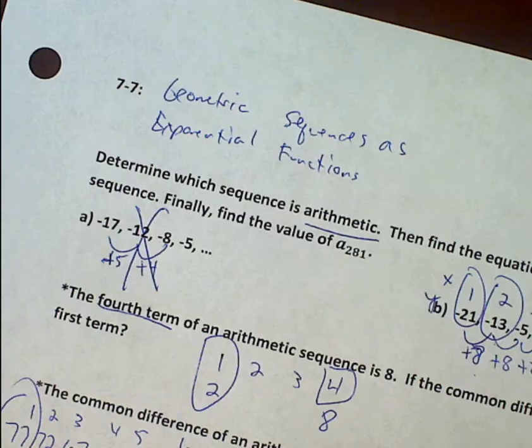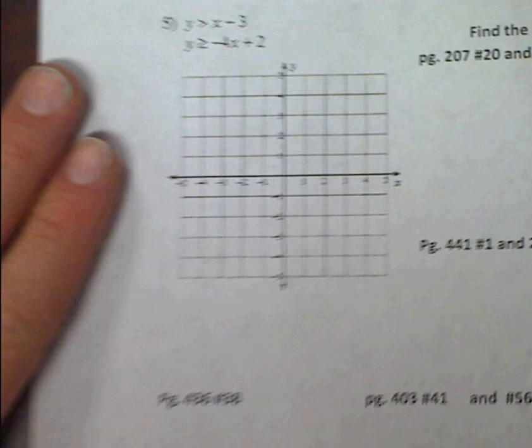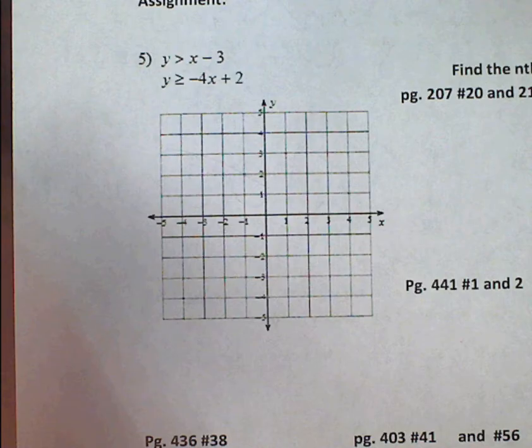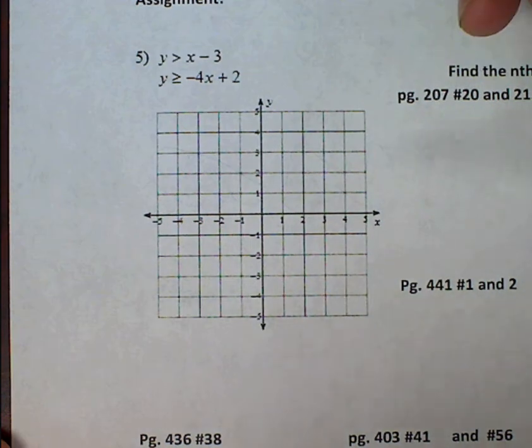This is 7-7, geometric sequences as exponential functions. Here is the assignment. We have a system of inequalities, and we need to go ahead and graph this.